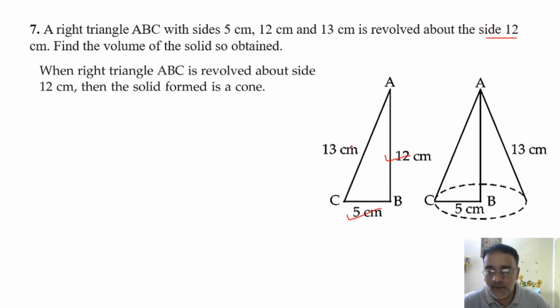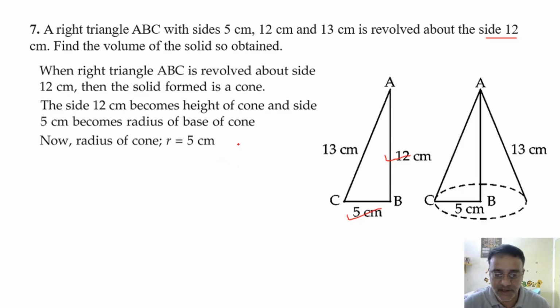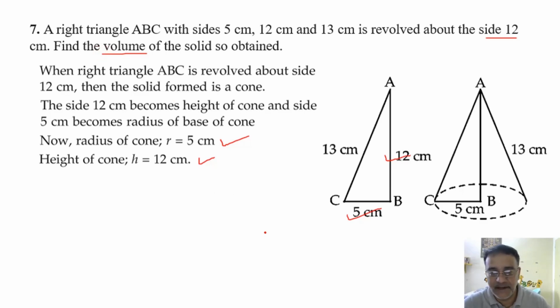Okay, fine. So what is the height of this cone? 12 centimeter. And what is the radius? 5 centimeter. Okay, so radius is 5 centimeter and height is 12 centimeter, and we have to find the volume. What is the formula of volume? 1 by 3 pi r square h. Very good. Now we will write the answer in pi only because the answer is given in pi in the textbook. Okay, so we'll substitute the value of r and h only.